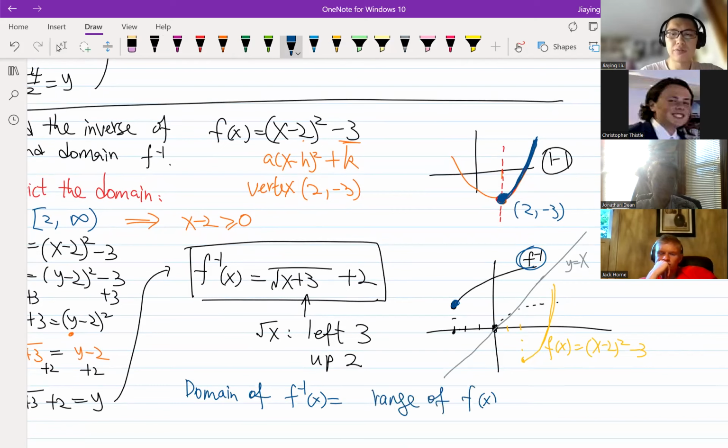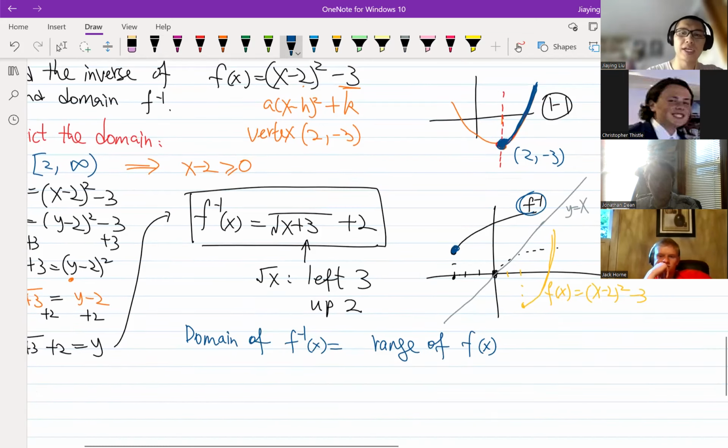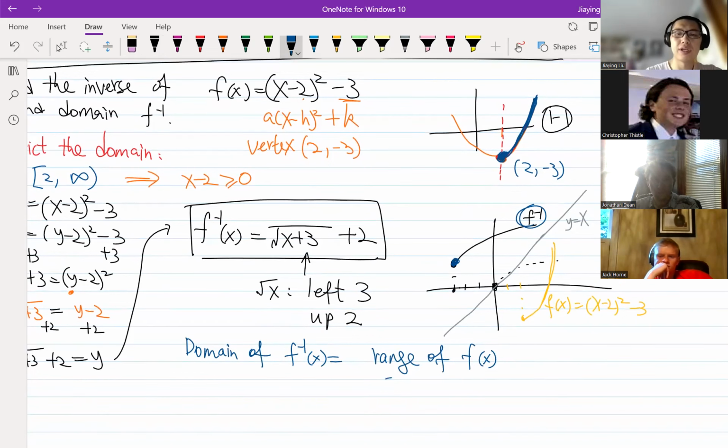Remember, it's a parabola opening upwards, so it has the lowest point at the vertex, which is y equals -3. So all the y values are greater than or equal to -3. So the domain of the inverse function is just like the range of the original function, which is going to be from -3, the lowest y value, to infinity. Or in terms of domain, it is from -3, the lowest x value, to infinity. So they must be the same. So that's the domain of the inverse function.